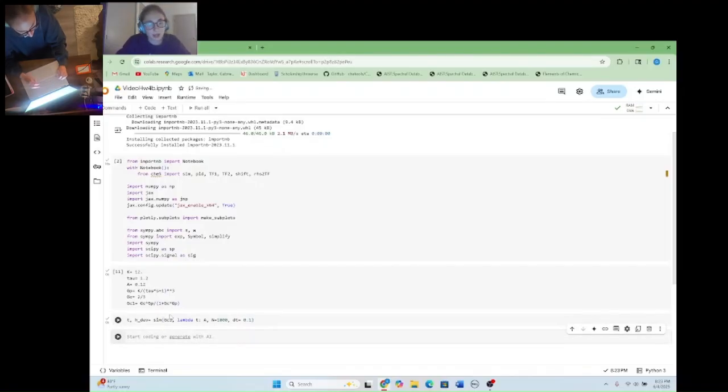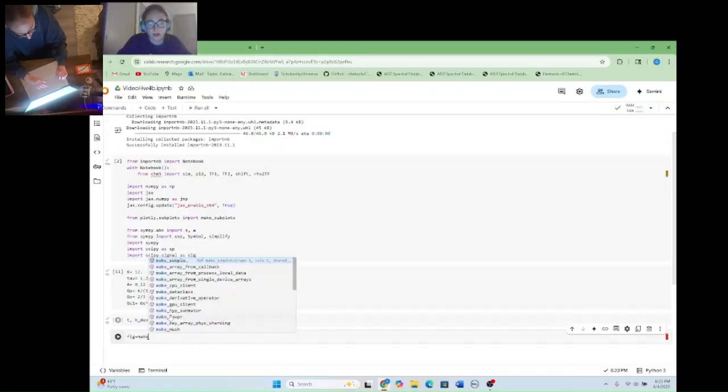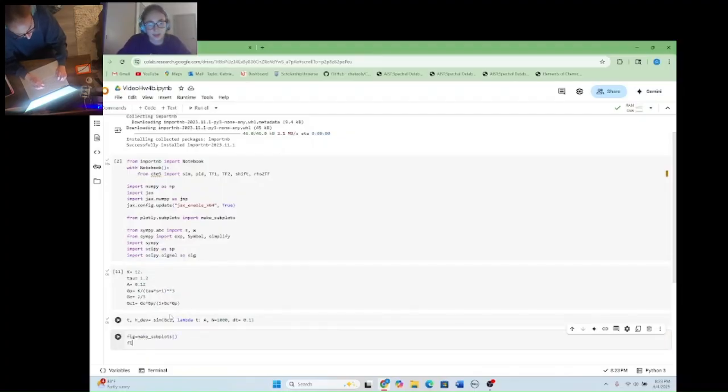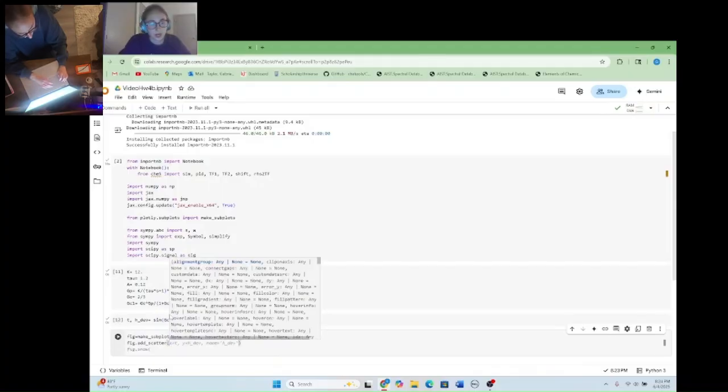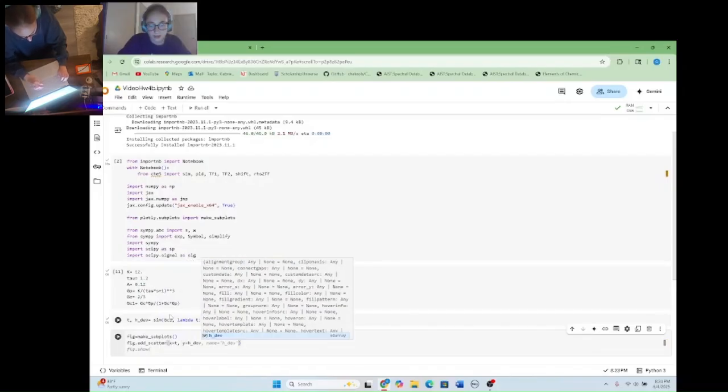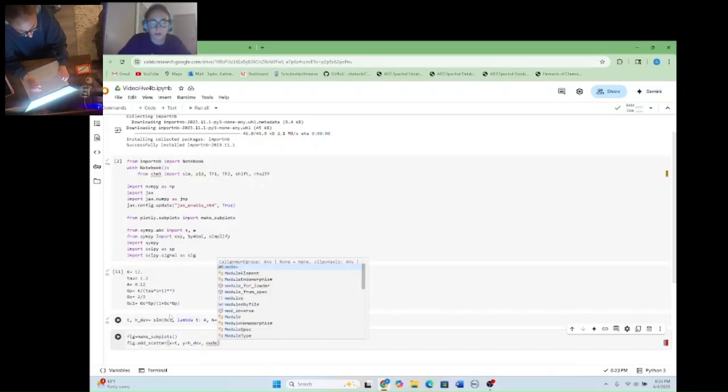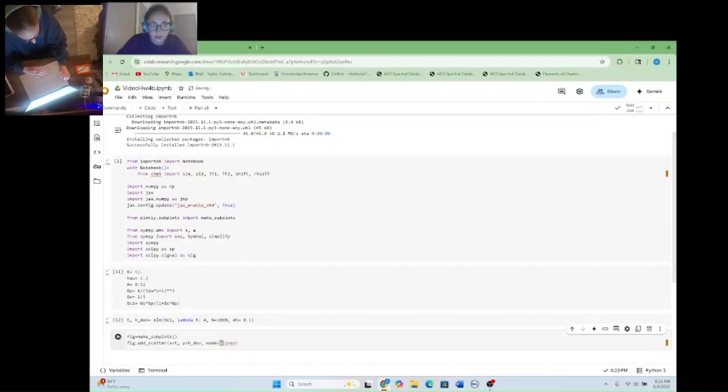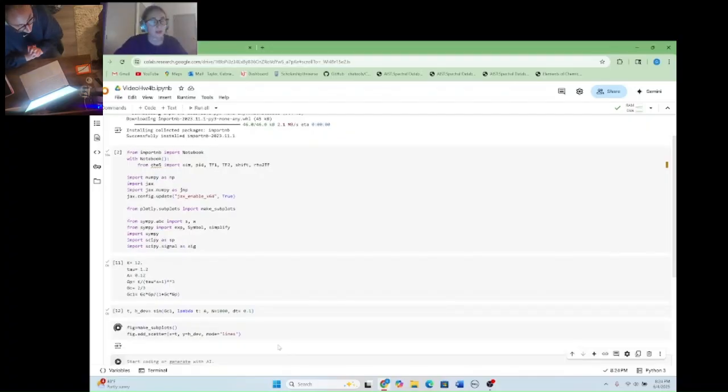So then let's make our subplots. So fig will make_subplots, and then fig.add_scatter, and then our x is going to equal our timescale, our y is going to equal our height deviation, and the mode is going to equal lines. Okay. So let's see what graph it makes us.